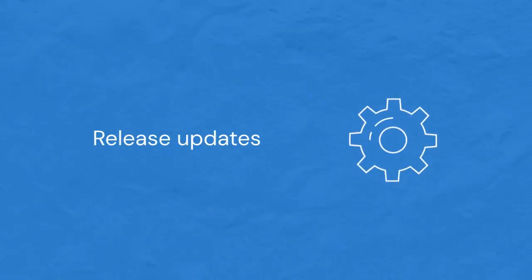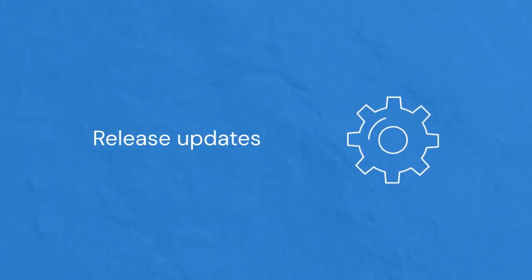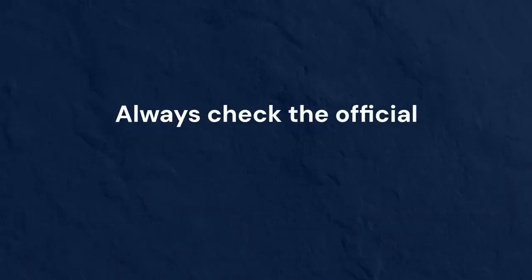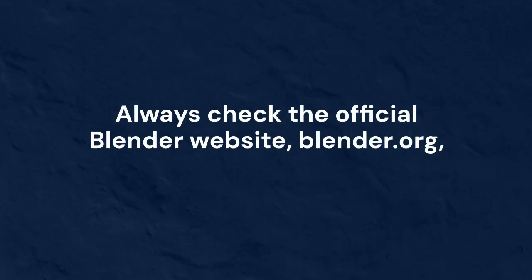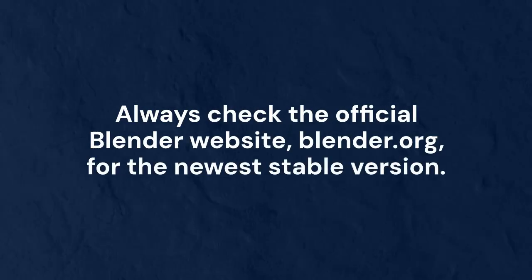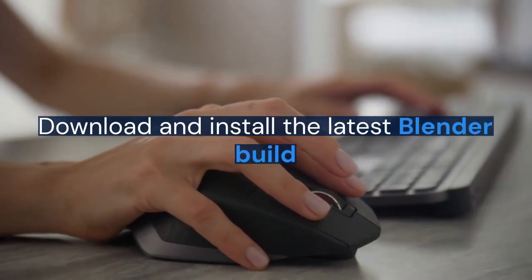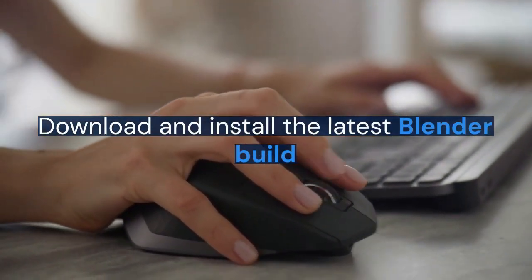Next, ensure Blender itself is up to date. The developers frequently release updates that include bug fixes and performance improvements. Always check the official Blender website, blender.org, for the newest stable version. Downloading and installing the latest Blender build can sometimes be the simplest solution.